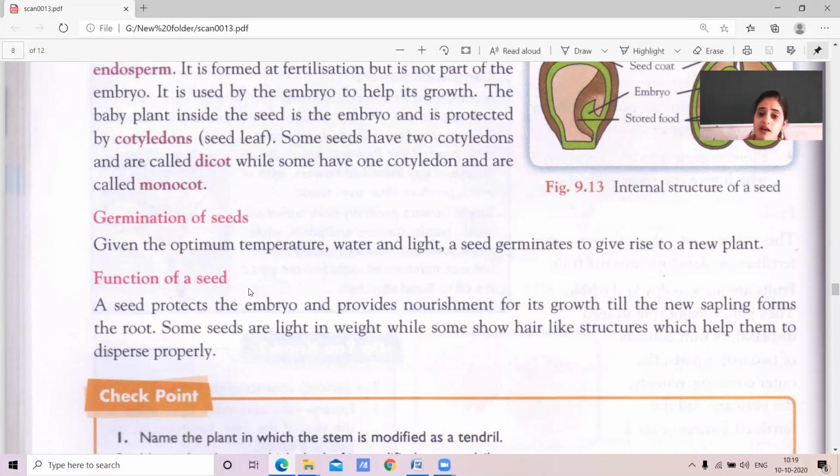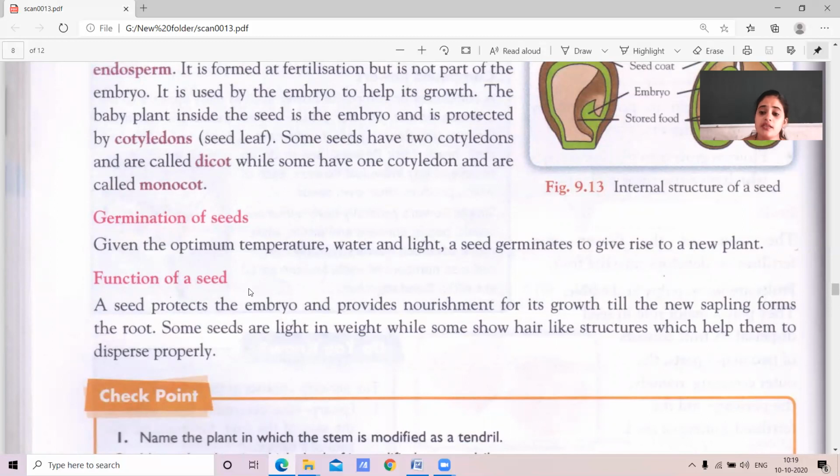Some seeds are light in weight while some have hair-like structures which help them for dispersal. Okay, so the main function of the seed is to provide nourishment for the growth of the new plant, and seeds which are light and which have hair-like structures help them in dispersal properly.